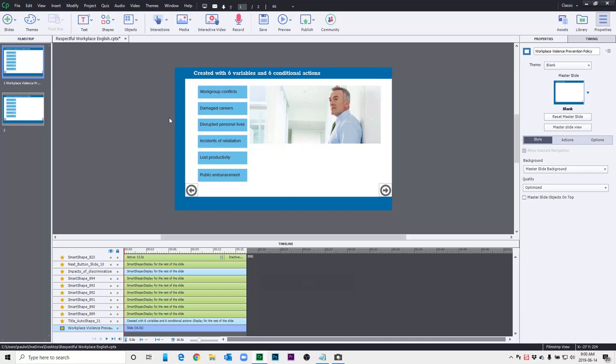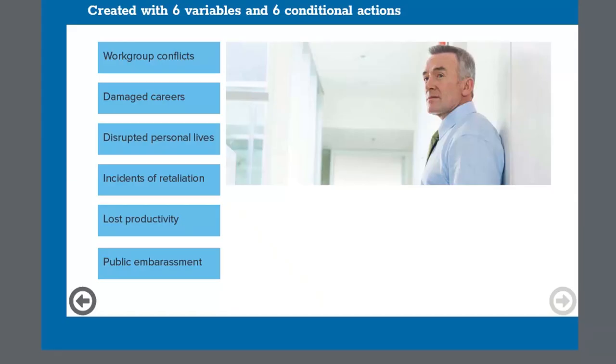This particular interaction was created with six variables and six conditional actions. Here's how it works. Let's do a preview. So here's an example of what we're talking about here. I've been doing these sorts of interactions for years. Stakeholders will ask that you provide or chunk out a lot of information to your learners.